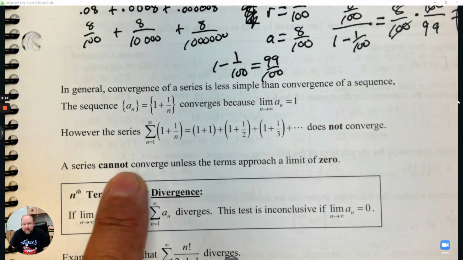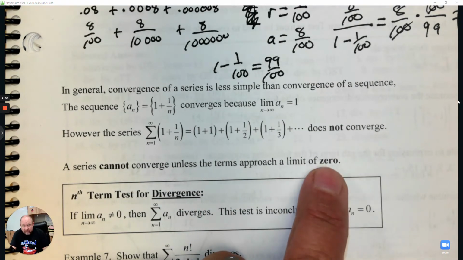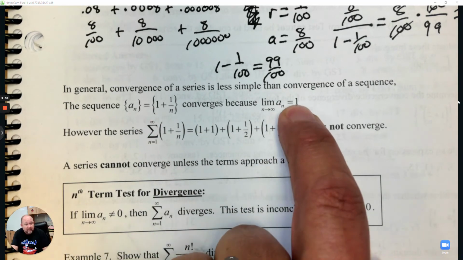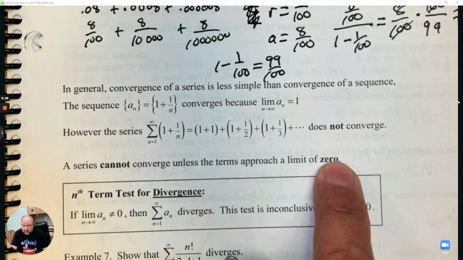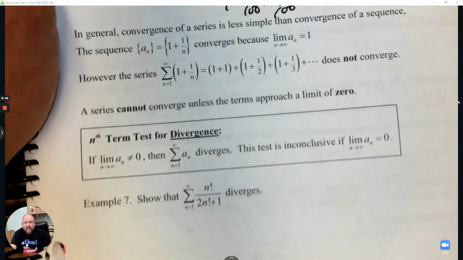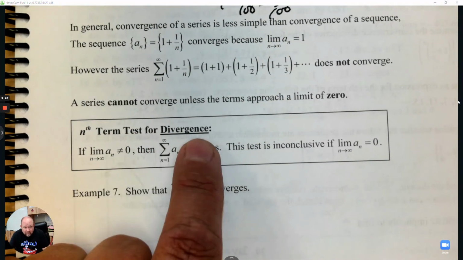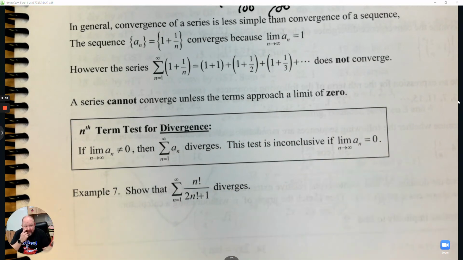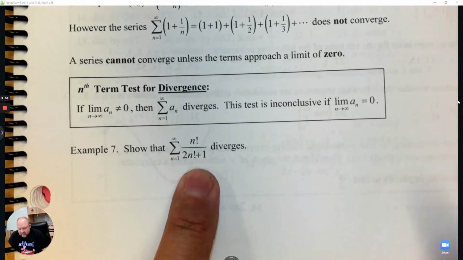A series cannot converge unless the terms approach a limit of 0. This does not approach a limit of 0. It approaches a limit of 1. So if the limit would equal 0, not 1, then yes, it would converge. So that's the nth term test for divergence. So if there's a series and the terms approach 0, then it converges.